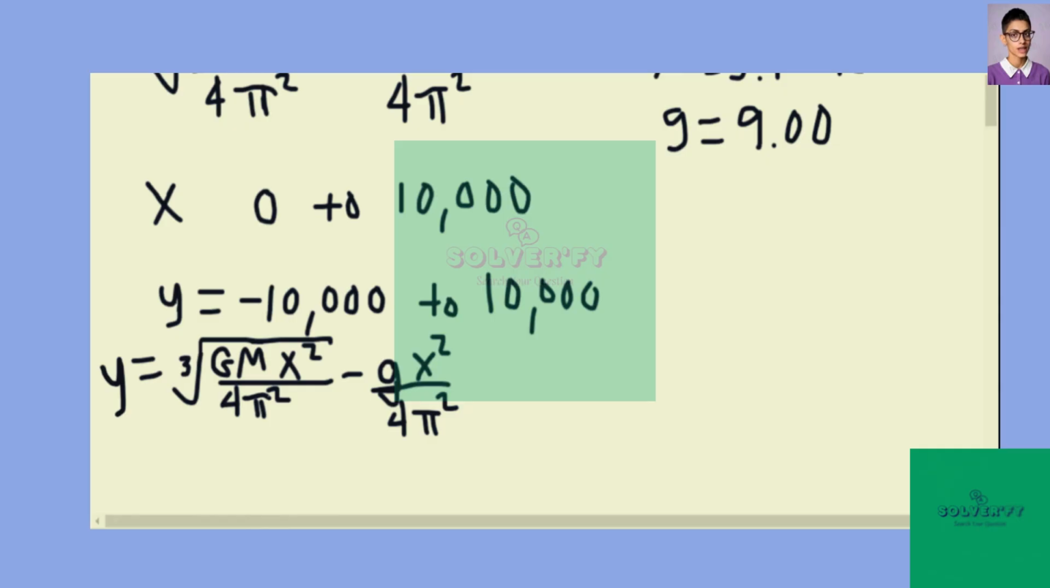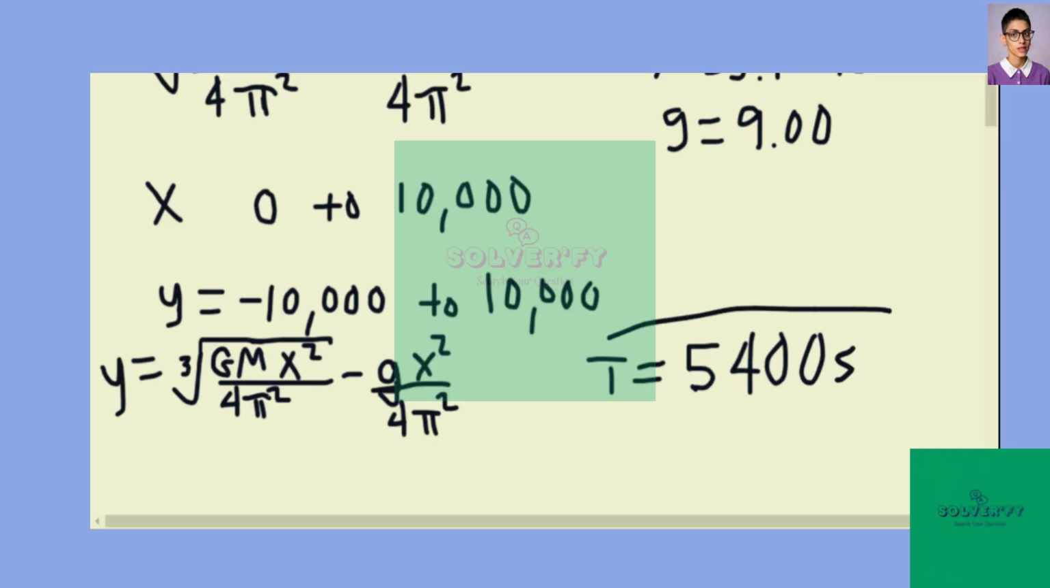There is a 0 at x equals, which is the same as T, 5,400 rounded to 3 significant digits, seconds. And so that is our period.